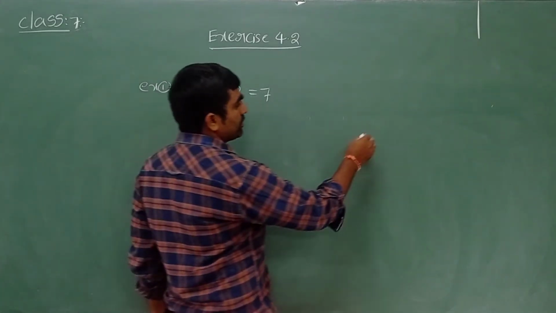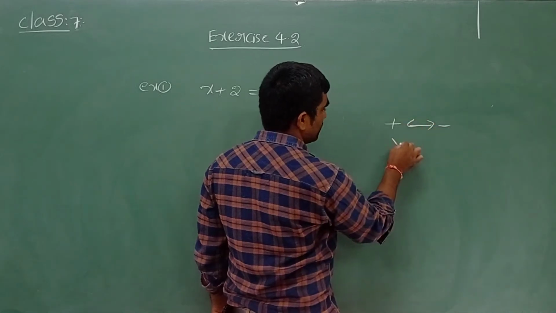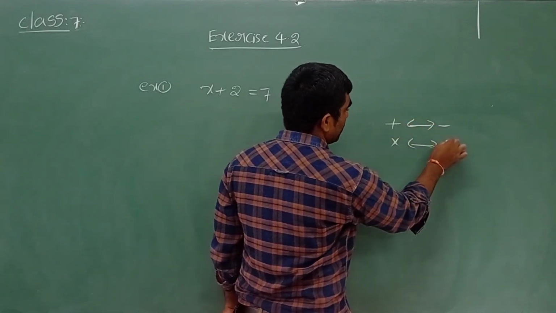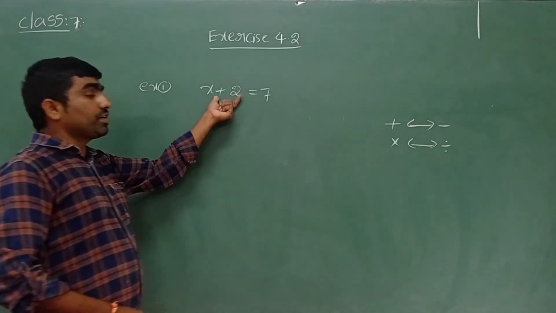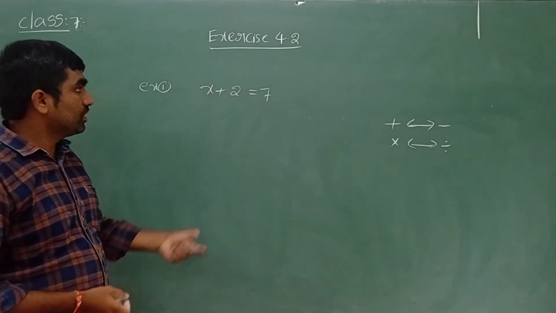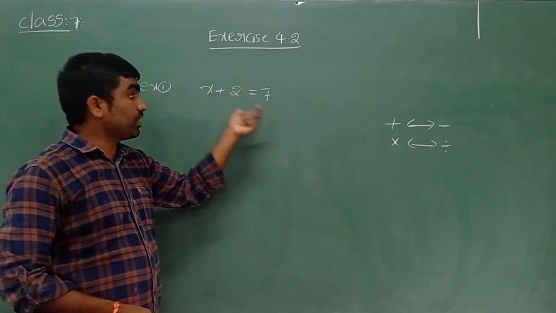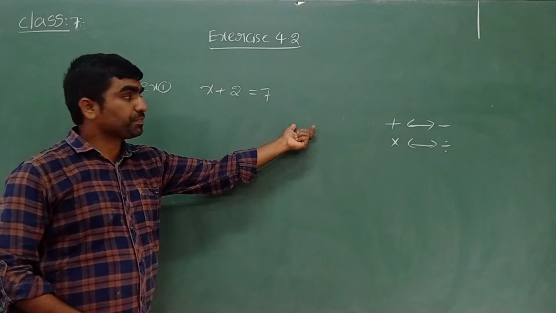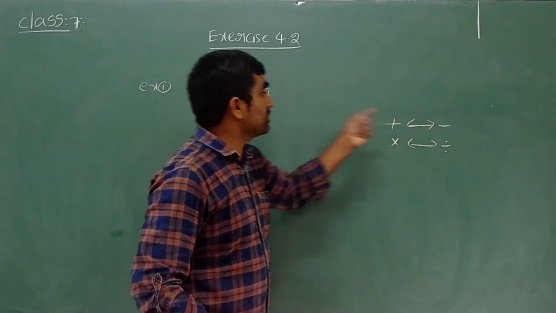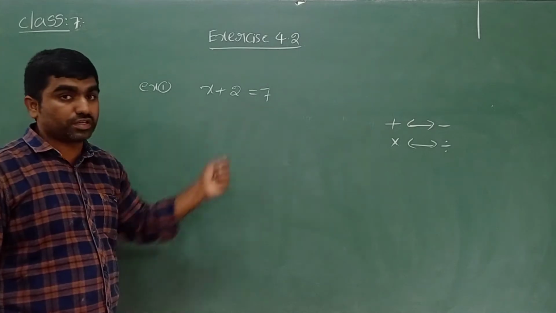Remember this concept: for plus, the opposite is minus; for multiplication, the opposite is division. So when we have a plus quantity, to remove that we can do minus on both sides. Plus 2 is there, so how can I remove this? By subtracting 2 on both sides. Plus is there, we can do minus on both sides. Minus 2 on both sides.